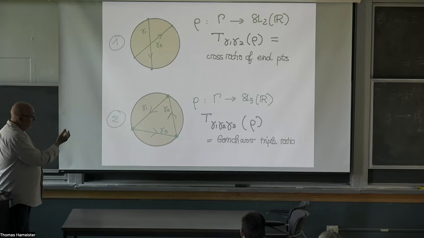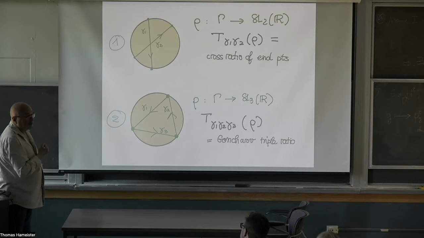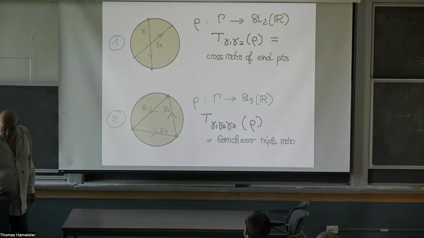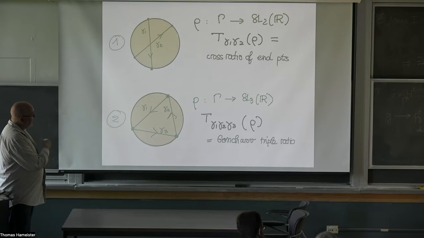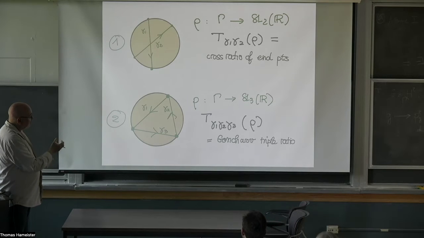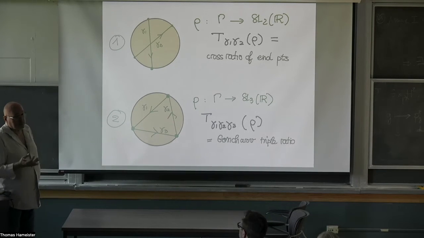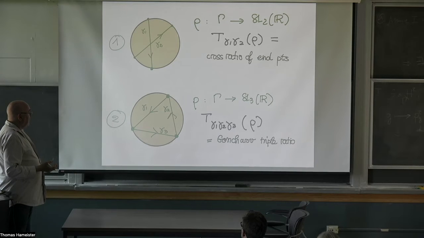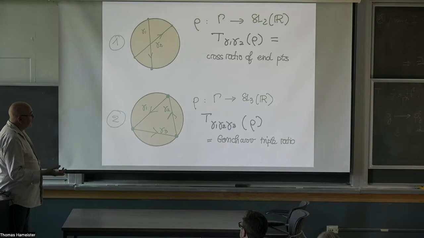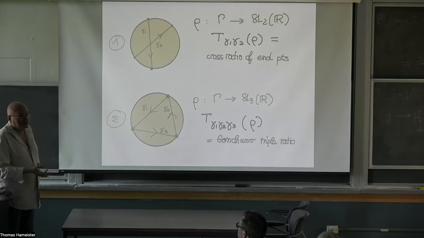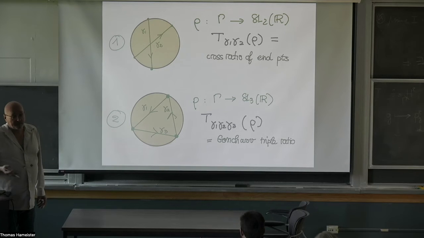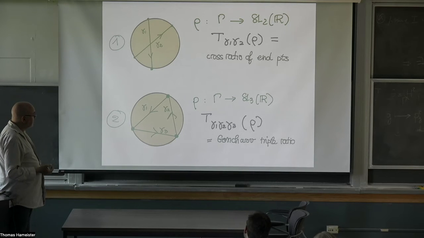Right, but you can do that also in SL3R. So now if you take three geodesics exactly in this configuration, which is standard triangles, what is the correlation function associated to these three geodesics? It's just what is called the Goncharov triple ratio. I could give a definition, but this definition will just amount to saying that it's the product of the trace of projectors.